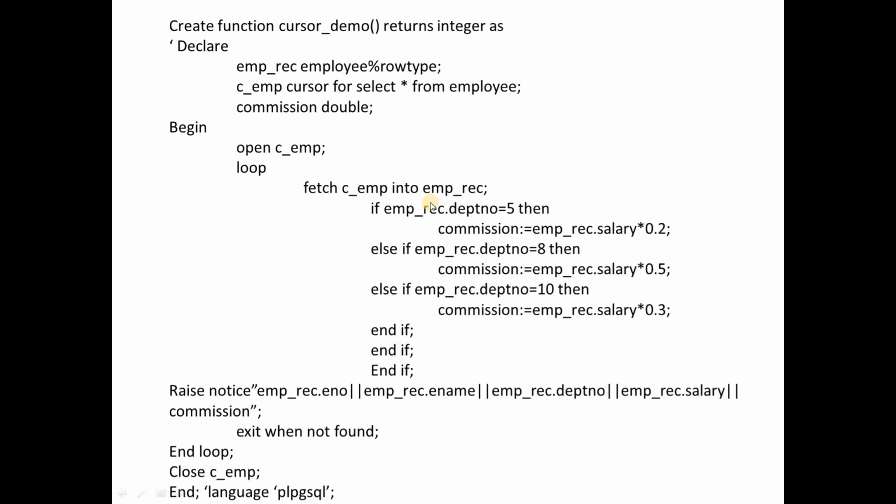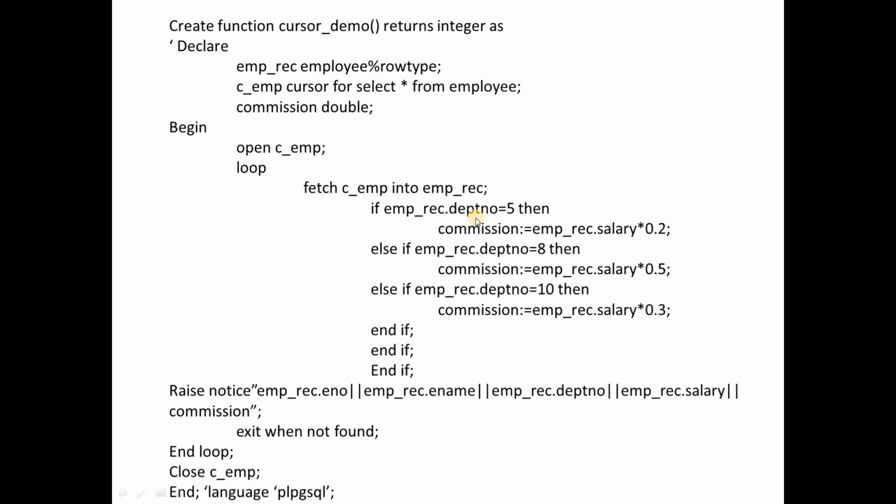After that I have to check that record, that means whether that employee is in department number 5 or in department number 8 or in department number 10, and for that I use an if then statement here. So first of all, if EMP record dot department number, that means in this EMP record variable we store a complete row which is fetched from your CEMP, and in that row the department number field is there, then check whether the department number is 5.